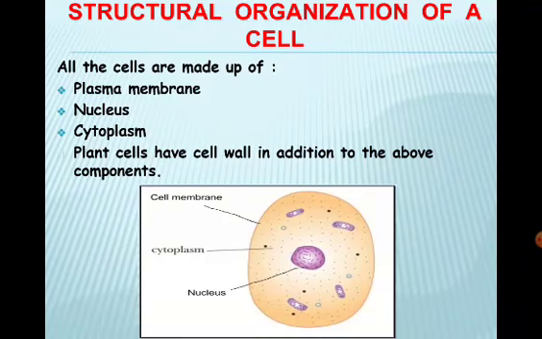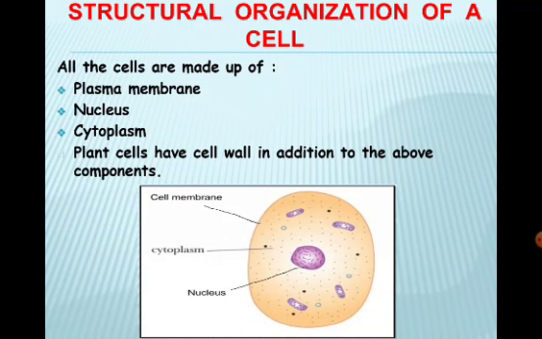Before that, let's see all the cells are made up of three features. These three features are first plasma membrane, second nucleus, and third is cytoplasm. So if any entity is containing these three features, they are considered as cell, or we can say cellular structure. Besides that, if these structures are not available, then they are considered as non-cellular or acellular, like RBC or viruses.